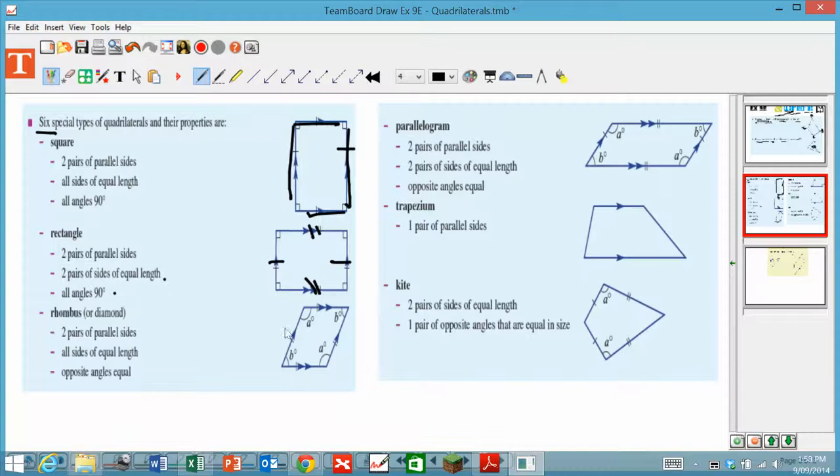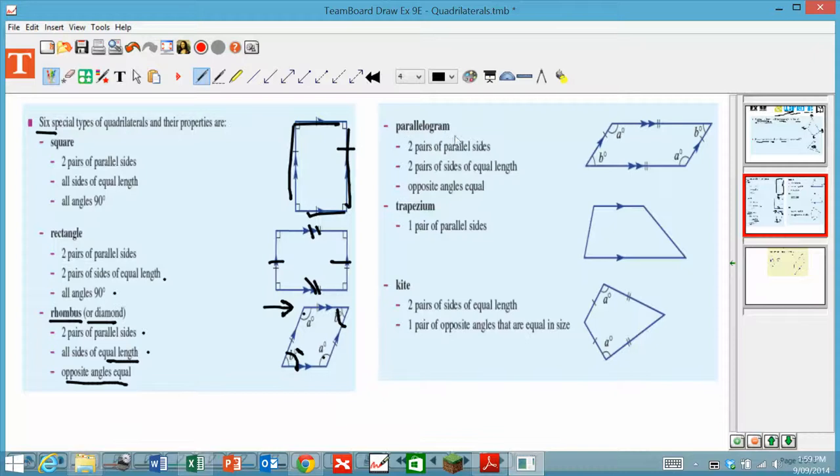degrees. Then you've got a rhombus, which is basically a square with the top pushed over to the side a little bit. So you've got two pairs of parallel sides, and all sides are of equal length. Remember that all sides are equal in length with a rhombus, also seen as a diamond. And opposite angles are equal. So these angles are equal, and these angles are equal. But this angle in here and this angle in here are not equal. So opposite angles are equal.